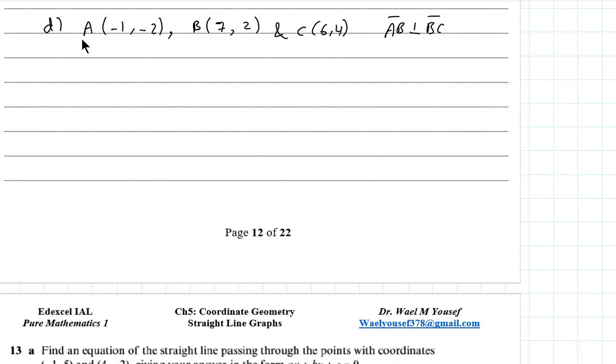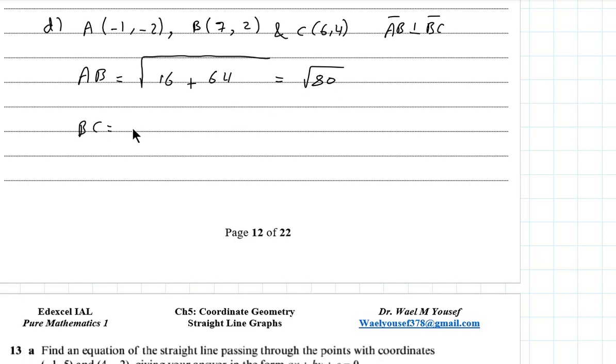D, calculate the area of triangle ABC. These are the coordinates of A, B, and C, and don't forget that AB is perpendicular to BC, so we can apply the rule half base times height, considering AB as a base and BC as a height, okay? So we should get the distance of AB, which is the square root of (x2 - x1) all squared plus (y2 - y1) all squared. 2 minus -2 will be 4 squared, 16. We can start with x or y, it will not differ. Plus 7 minus -1, which is 8 squared, 64, to be the square root of 80.